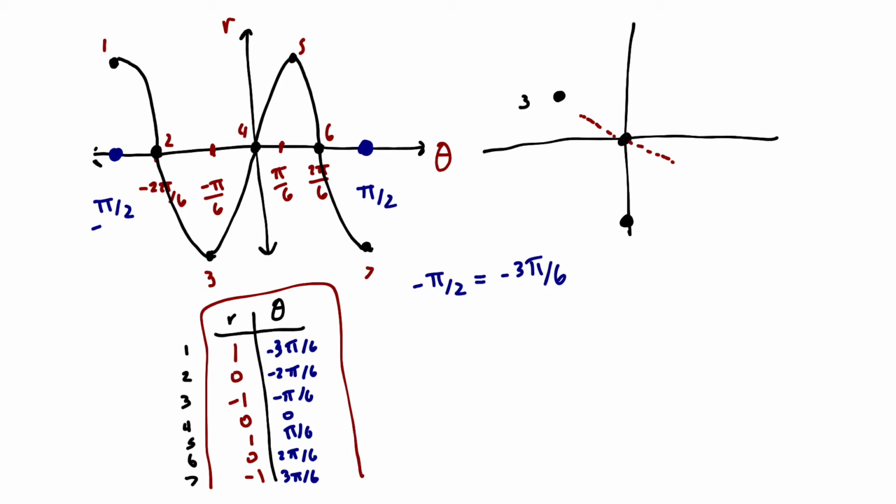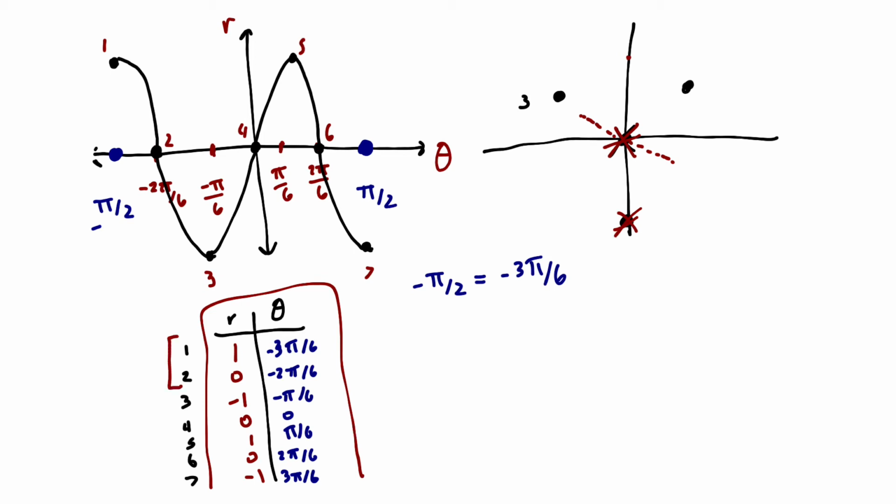Point number 4 goes back to the origin, so we have a double point here. Point number 5 is pi divided by 6, 1, so somewhere over here. Point number 6 is again at the origin, so we have a triple point. And point number 7 is at pi divided by 2, but again we go antipodal, so we have a double point here. So let's see what happens to our r values as our theta increases.